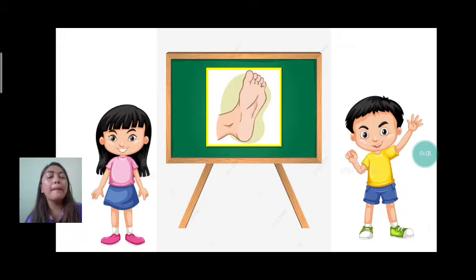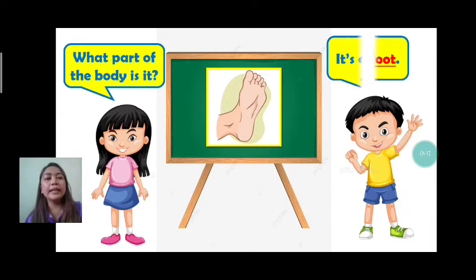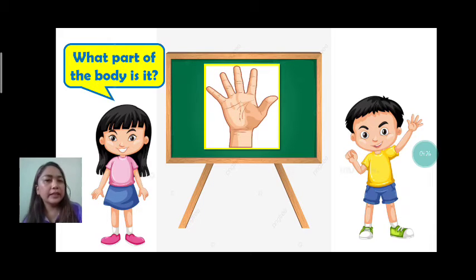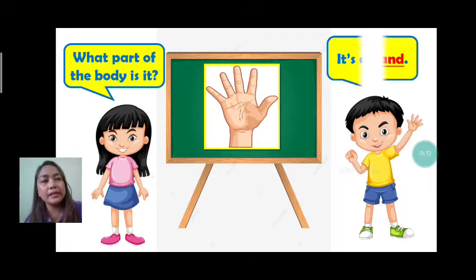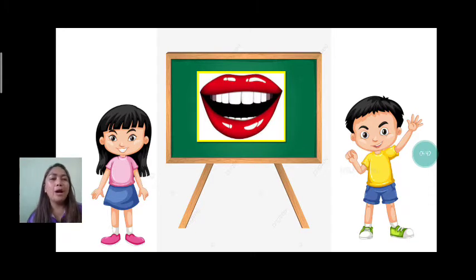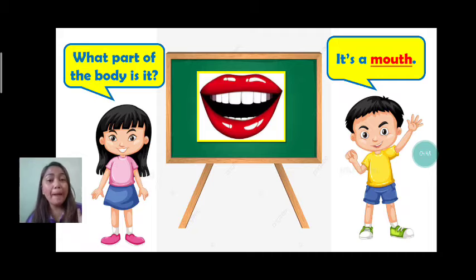Good job. Next. Very good. Foot. What part of the body is it? Everybody, let's answer. It's a foot. Next. Vocabulary, hand. What part of the body is it? Answer: it's a hand. Good job. Next we have mouth. What part of the body is it, everybody? It's a mouth.